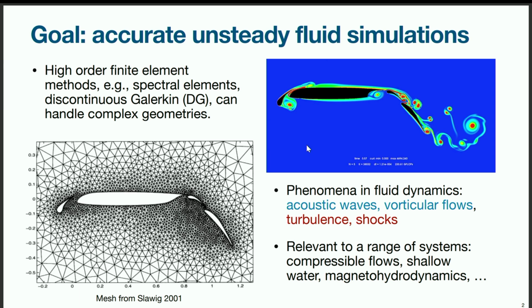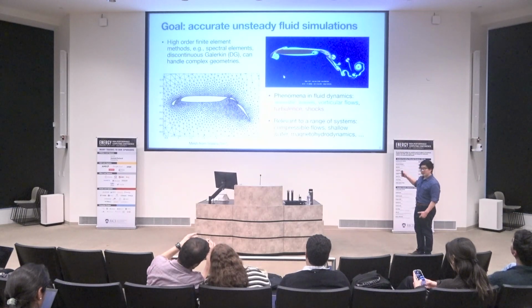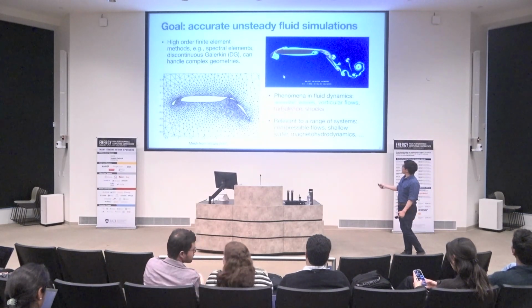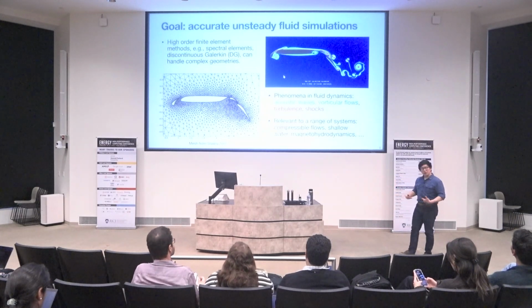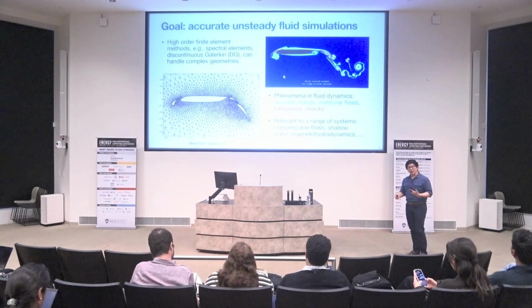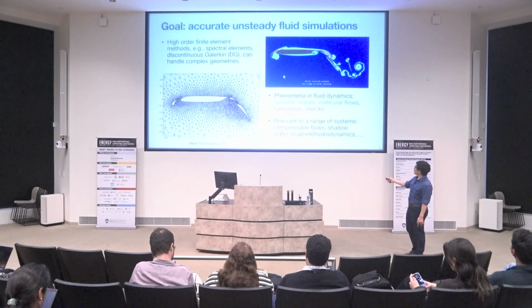So these are largely vorticular type features. They tend to be very pretty looking. I want to be able to capture vorticular flows and acoustic waves. These are really useful in something like aerodynamics and noise suppression. But I'm also interested in dealing with something like turbulence and shocks.